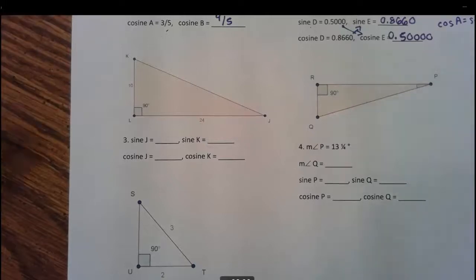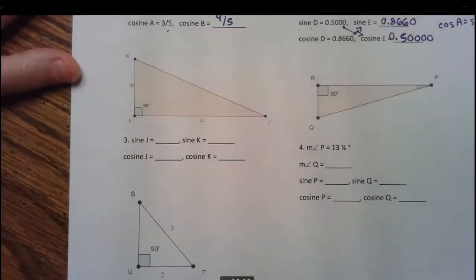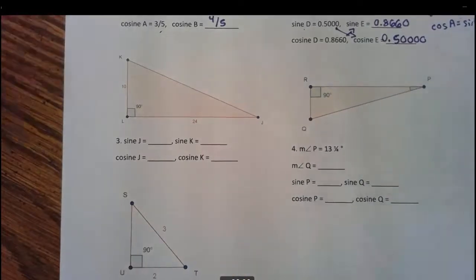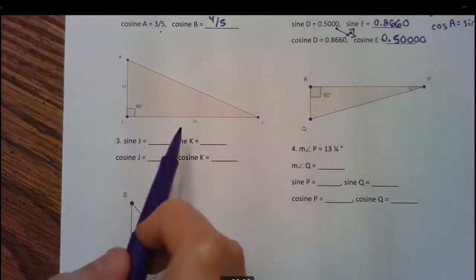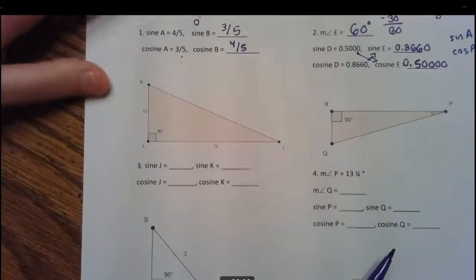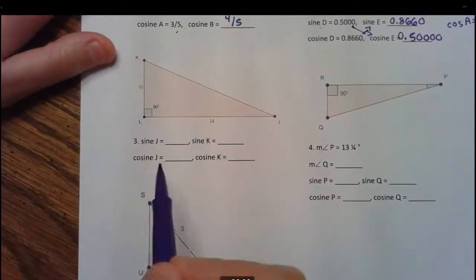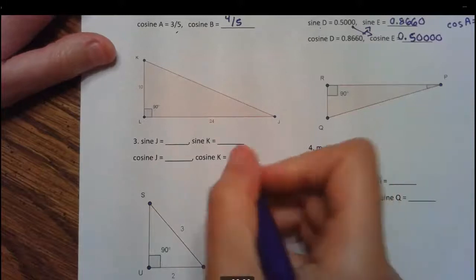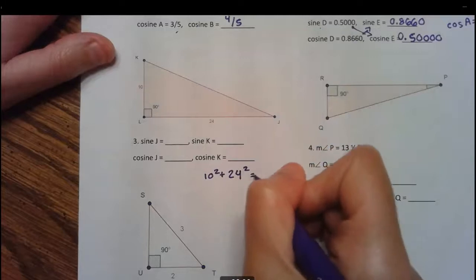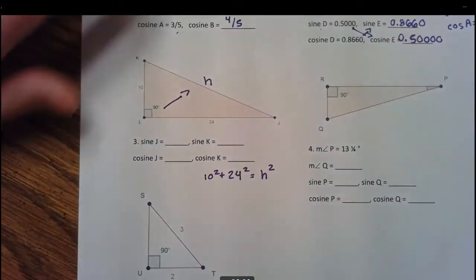Going on to number 3, we have sine of J, cosine of K. They didn't give us anything filled in here already, but they did give us 2 sides. And we know the Pythagorean theorem, so we know how to find the third side. We could do tangent here, but we can't fill in any others. So we're going to have to use the Pythagorean theorem. So I'm going to say 10 squared plus 24 squared is equal to h squared, since that's the hypotenuse.